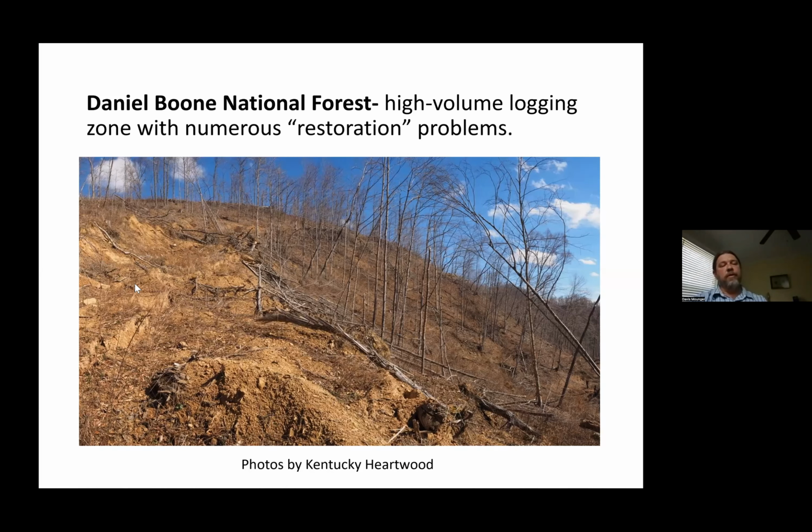The Daniel Boone National Forest, in particular in the east, has really been suffering from misguided regeneration and restoration policies, with just tremendous amounts of erosion all over this forest.